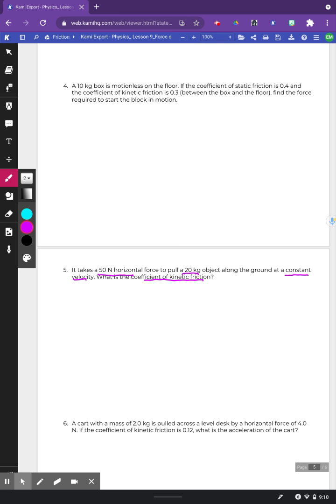So step number one is always free body diagram. So FBD, draw your free body diagram. So I'm going to start with my picture. All right, there's my object, whatever it is. I know that it is experiencing a force of gravity because everything does. So that's my force of gravity. It's in contact with a surface, so it's going to be experiencing a force of normal as well.